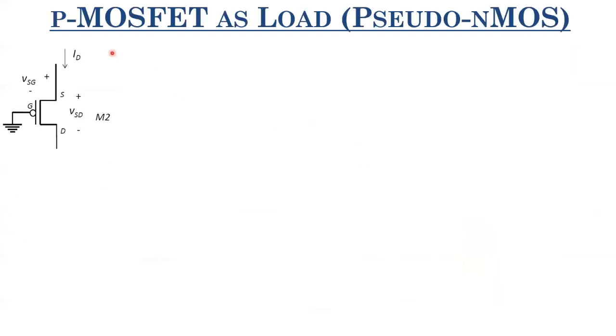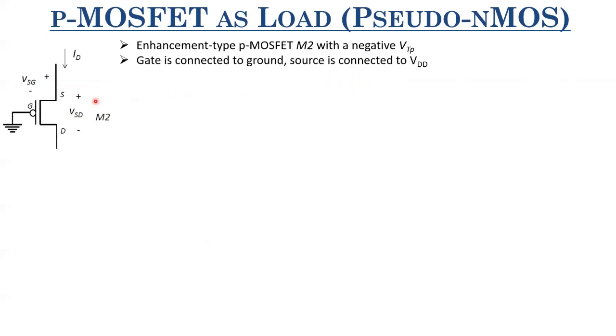So let us look at that P MOSFET as load, and this kind of configuration is also called a pseudo NMOS configuration. The circuits that you make using P MOSFET as load with its gate shorted to the ground are known as pseudo NMOS based logic. So here what we are taking is an enhancement type P MOSFET. For enhancement type P MOSFET, VTH has to be negative, so its VTP is negative. And what you have done is, you have connected the gate to the ground, and the source is always connected to VDD, right? That we saw earlier.